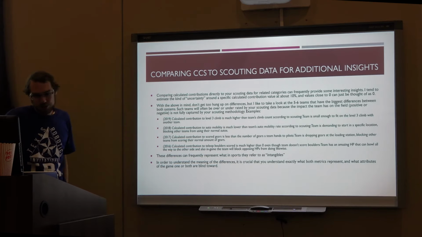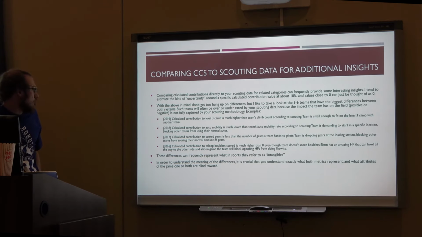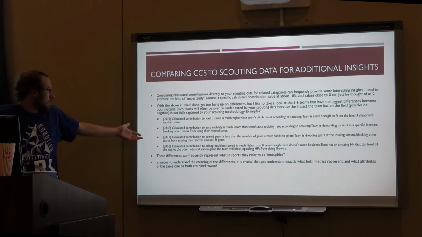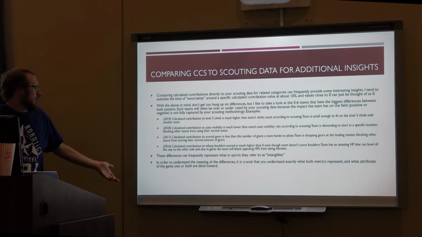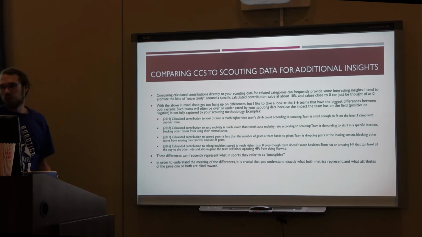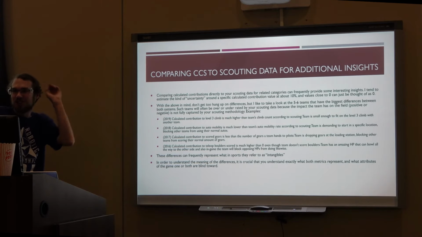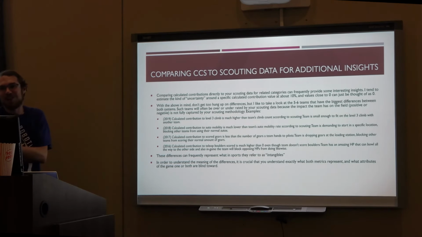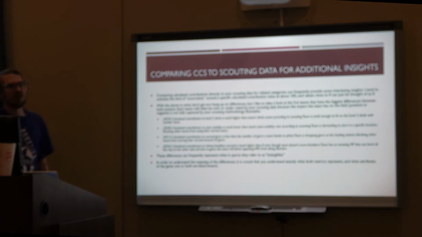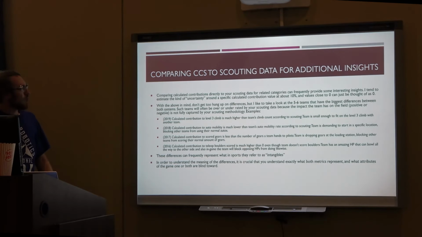And I have examples here for other years also. So auto mobility: say a team's auto mobility rate is much lower than their rate according to scouting. Well, that might be the team is demanding every match that they start in one specific position for auto. And in doing that, they block out other teams from being in that position, and those other teams score less in auto when they're with them.